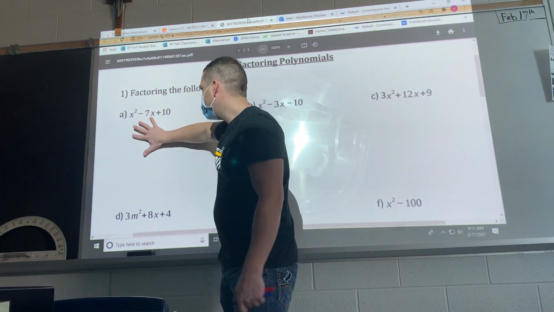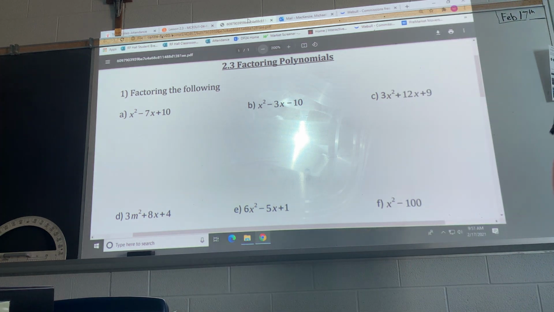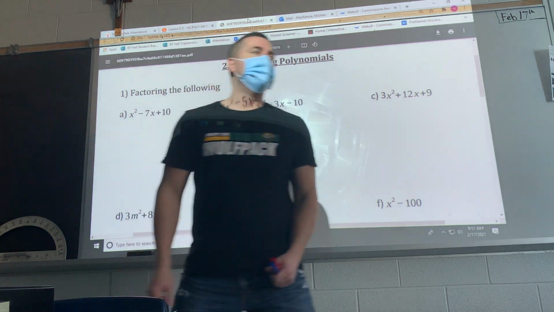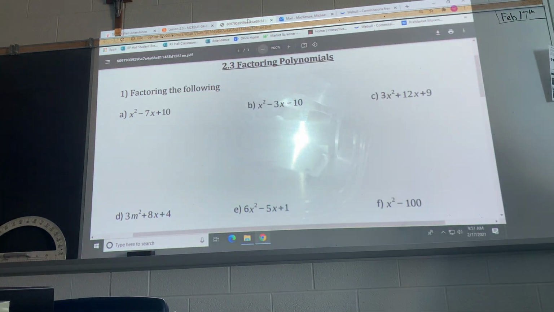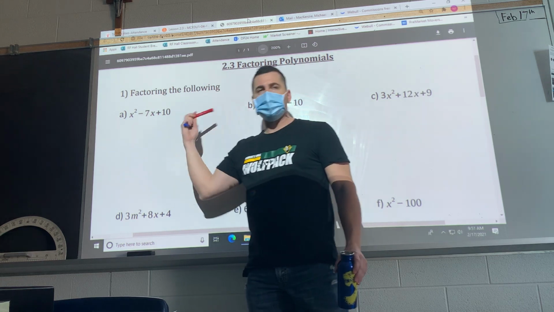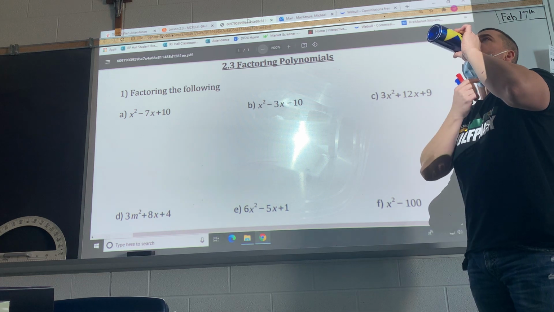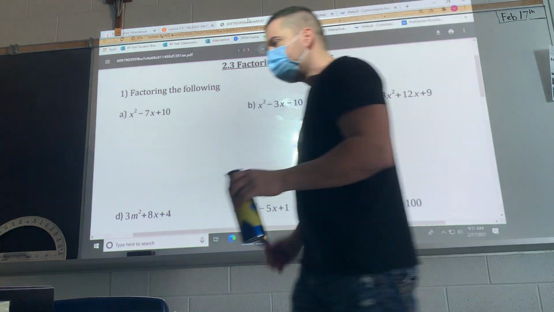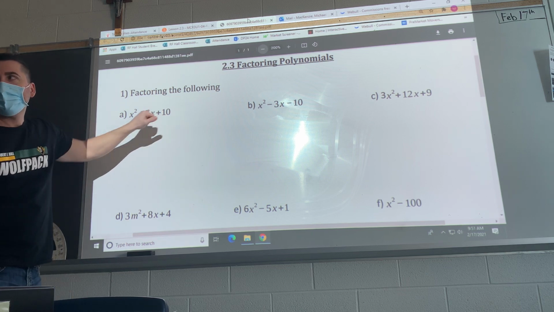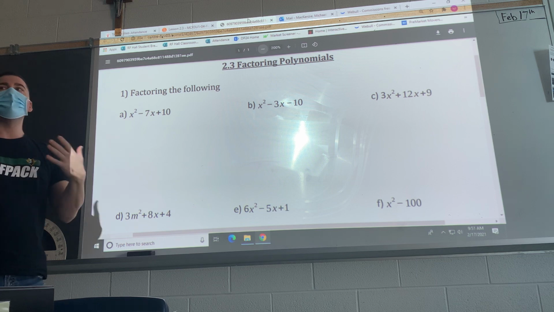So the first one, any common factor. X squared minus 7x plus 10. Any common factor there? Andrew? No. Okay, so the last term does not have an x, and this one does not have a number higher than 1, so there isn't any common factor. You learned last year, two numbers that multiply to 10 and add up to -7. But I'm going to show you my method.